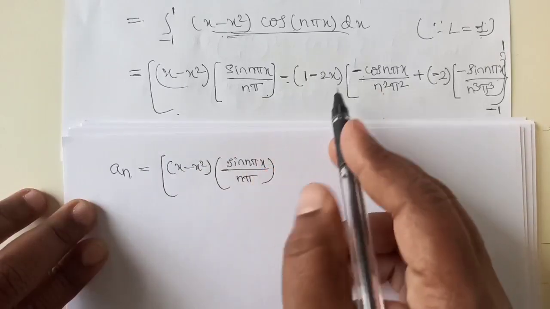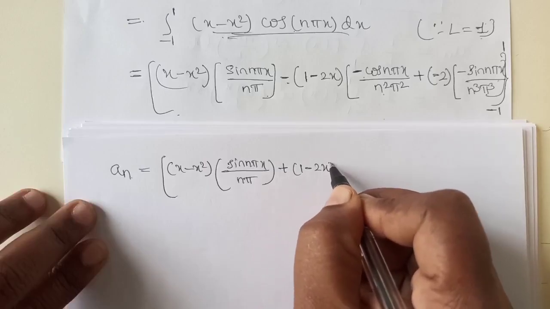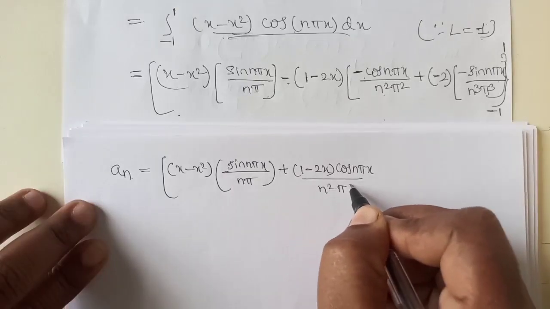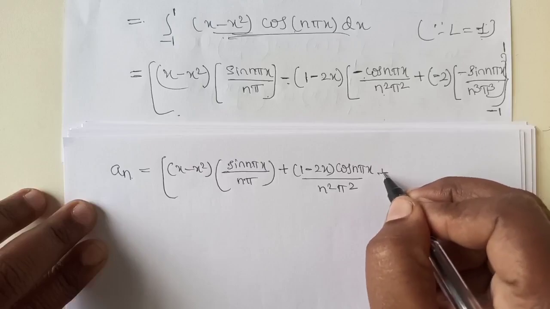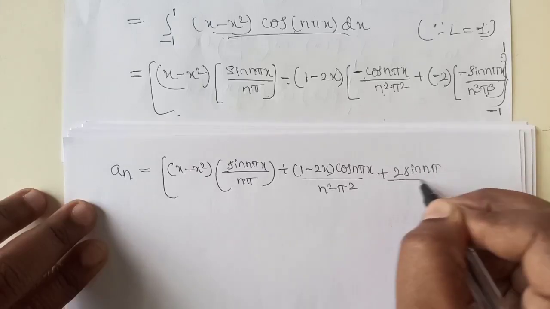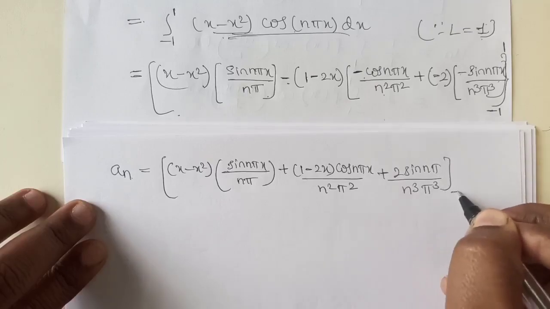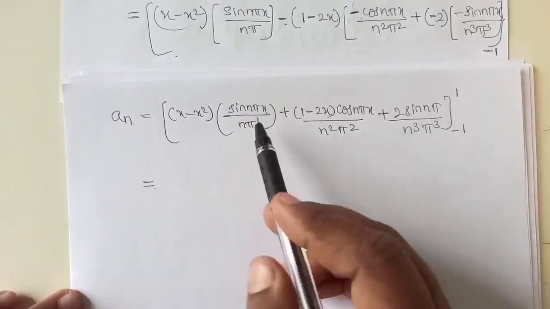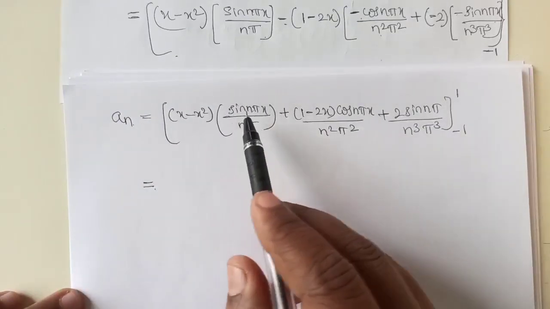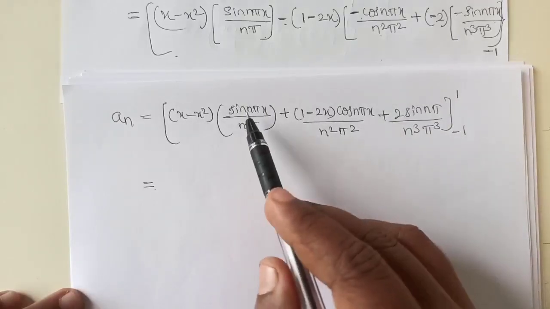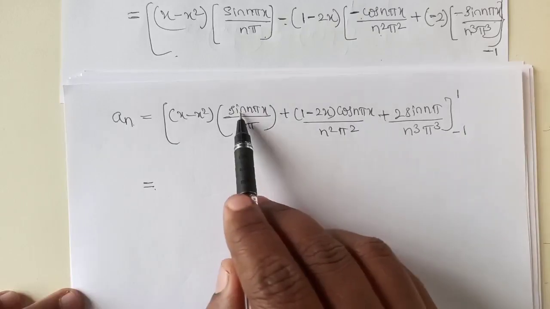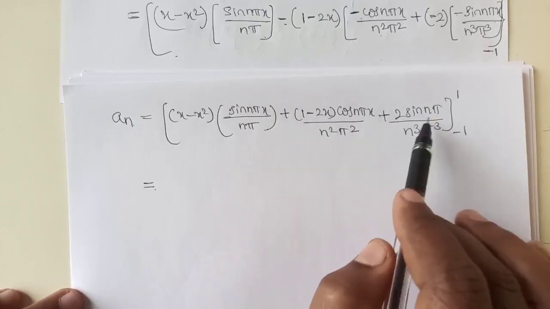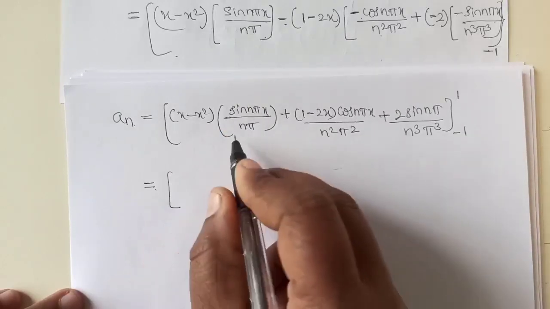Here minus into minus becomes plus, 1 minus 2x into cos n pi x divided by n square pi square. Again this minus into minus plus 2 sin n pi x divided by n cube pi cube, and the limits are minus 1 to 1. Now we apply the limits. Wherever we have the sine terms we get 0, because substituting x equals 1 we get sin n pi, and we know that sin n pi equals 0. Therefore wherever we have the sine terms we get 0, so this total term becomes 0.